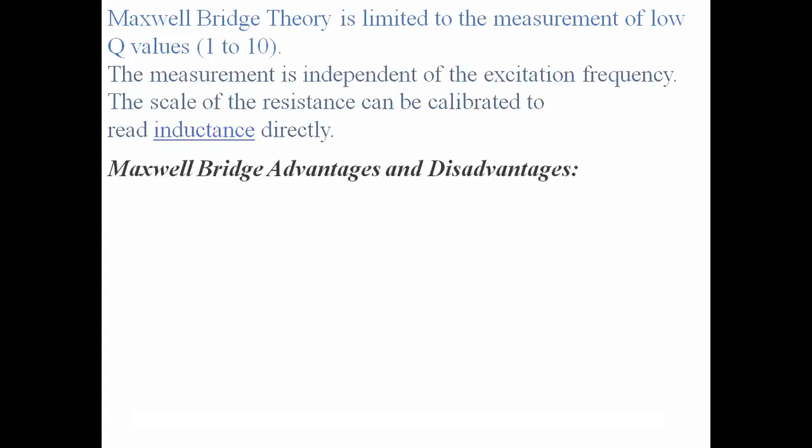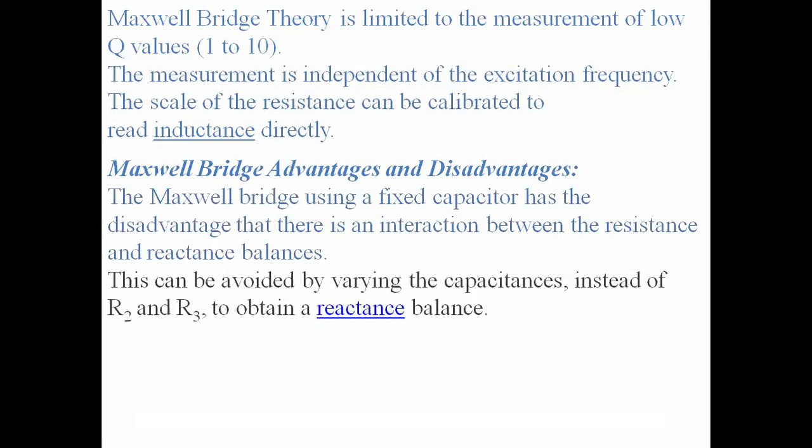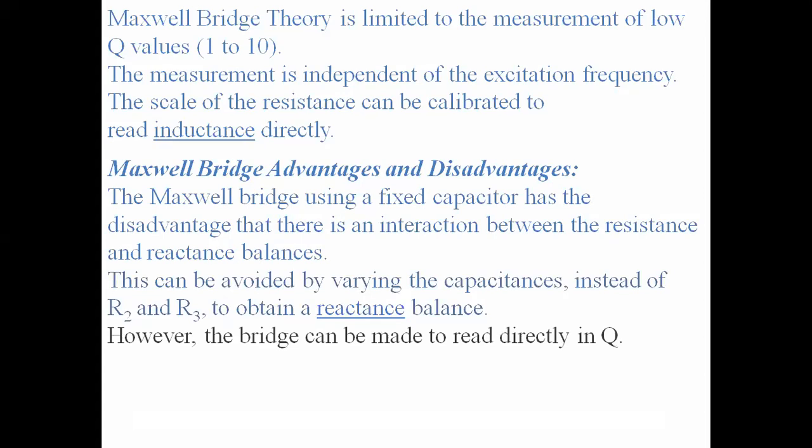So Maxwell bridge advantages and disadvantages. The Maxwell bridge using a fixed capacitor has the disadvantage that there is an interaction between the resistance and the reactance balances. So it is a disadvantage, and this can be avoided by varying the capacitances instead of R2 and R3 to obtain a reactance balance. However, the bridge can be made to read directly in Q.